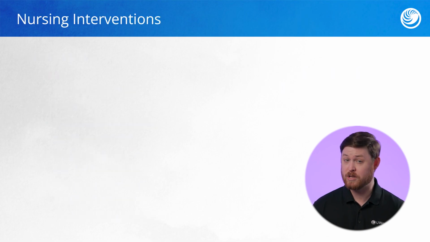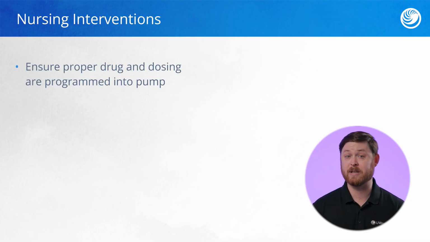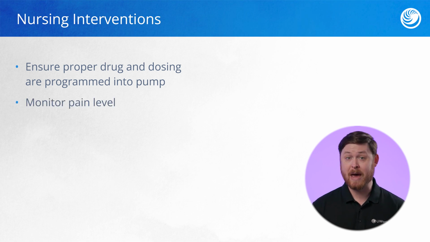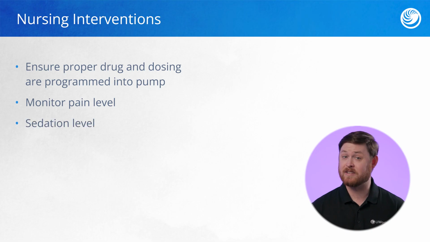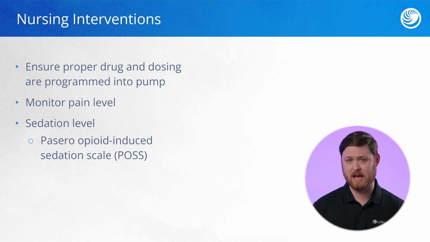When caring for a client using PCA, nursing interventions include ensuring the proper medication and dosing is programmed into the pump, which will help prevent under or overdosing the client. Monitoring pain levels on a regular and as-needed basis to determine whether the PCA is providing adequate and appropriate pain relief. Monitoring and maintaining the IV site to make sure medication is being delivered into the vein and that the catheter has not displaced. Monitoring the client's level of consciousness and sedation to prevent medication overdose. The Pasero Opioid-Induced Sedation Scale, or POSS, is one method of monitoring sedation. We'll talk about this more on the next slide.